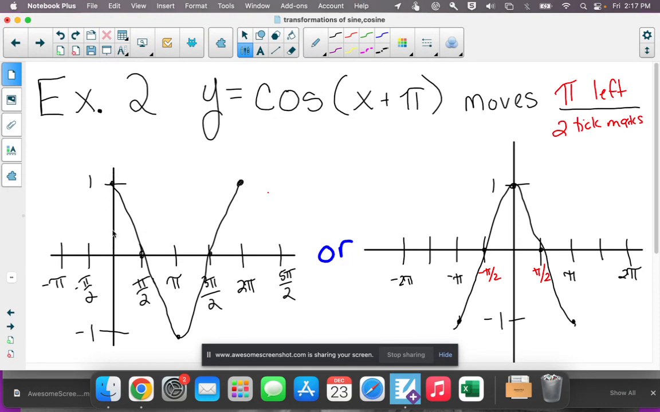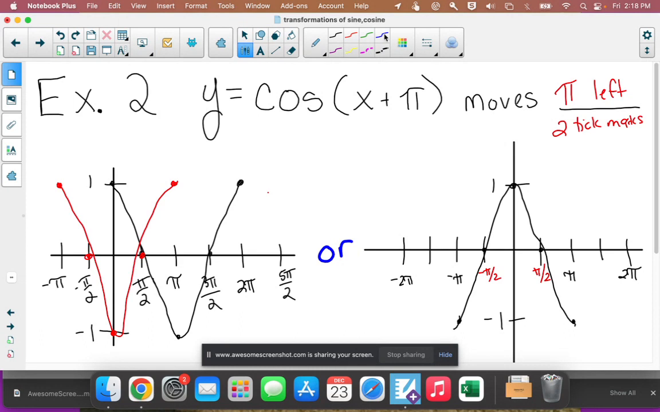So instead of being at 0, if you were graphing just the positive side, that would now be at negative pi, right? And pi over 2 would now be at negative pi over 2. Positive 1 pi, if you go back 2 tick marks, would now be at 0. Okay, 3 pi over 2 goes to pi over 2, and 2 pi now becomes 1 pi. All right, and there's our new cosine function that has been slid pi to the left. Okay, that's really all it's doing, again, is just sliding left or right. Gets a little bit more interesting when we start combining with other stuff, but you'll see.